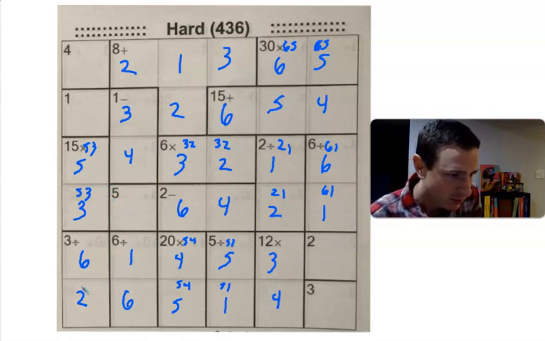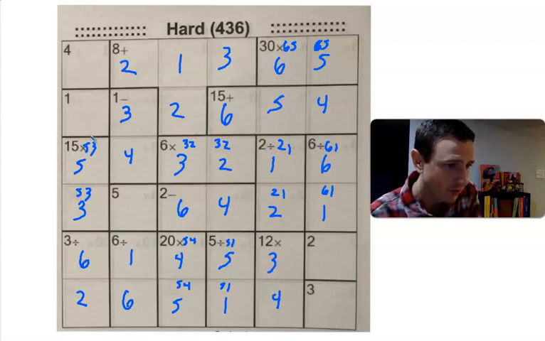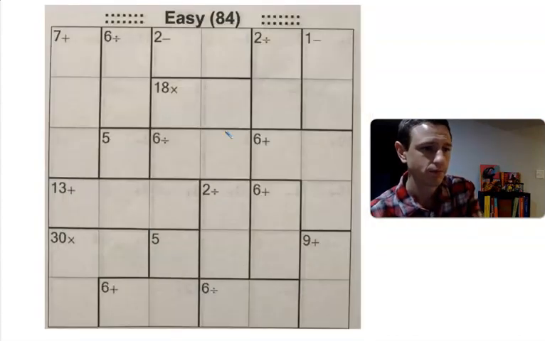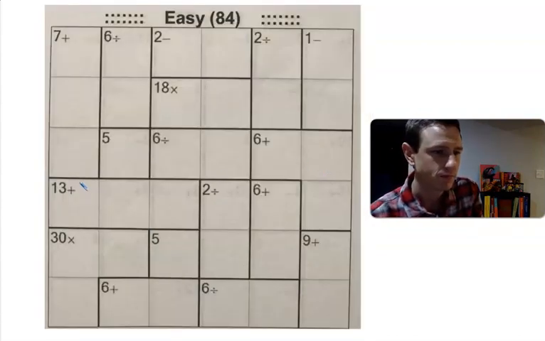I just like to double check if I'm feeling a little unsure. 6, 5, 4, 3, 2, 1. Yeah, looks good. Okay. Easy. We'll see about that.